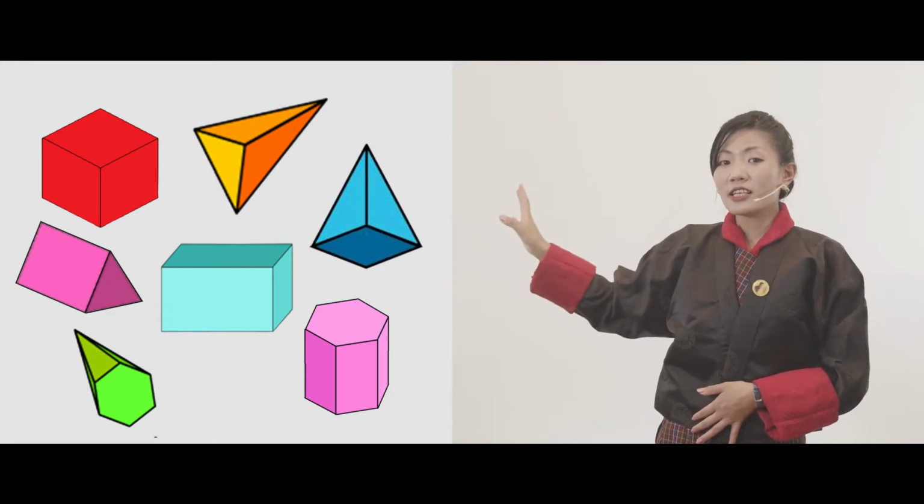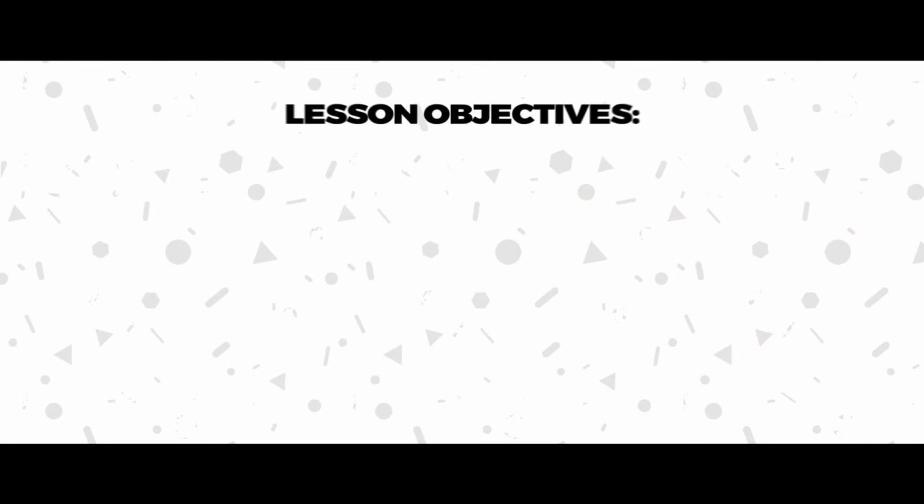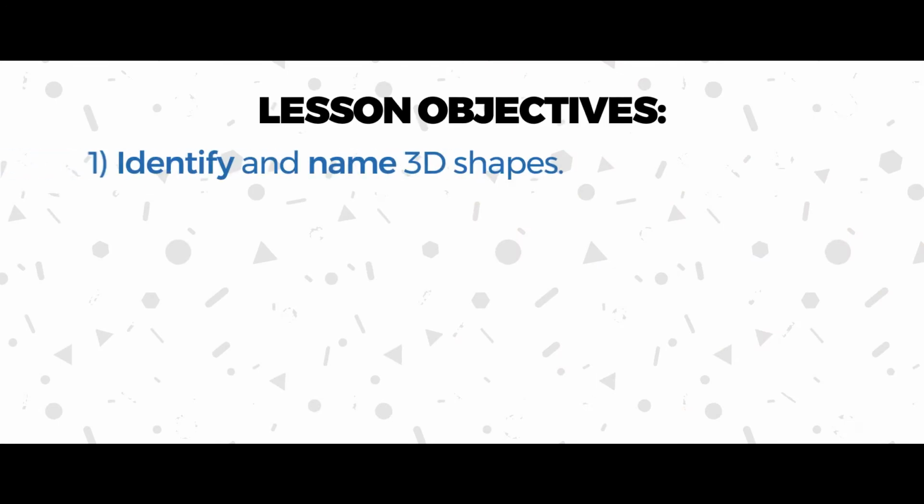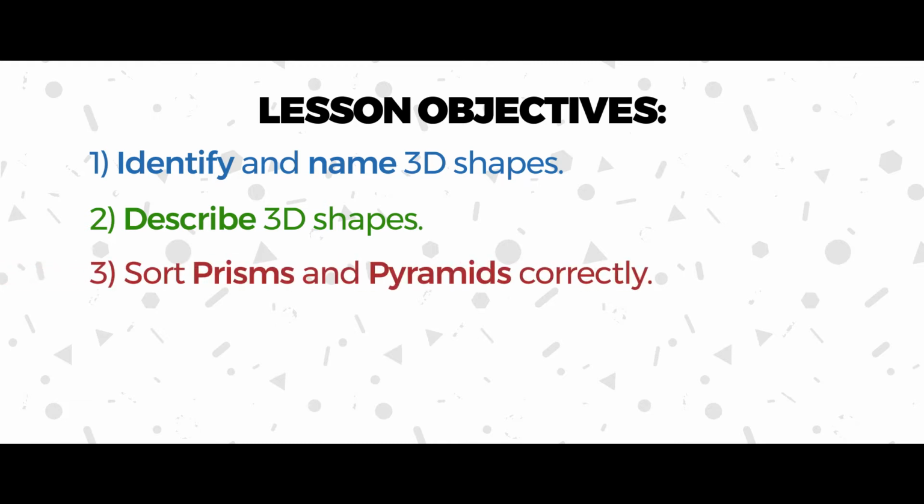They are some shapes. By the end of today's lesson, you all should be able to identify and name 3D shapes. Then you should be able to describe 3D shapes, okay? And finally, you should be able to sort prisms and pyramids correctly. Alright children, let us begin the lesson then.